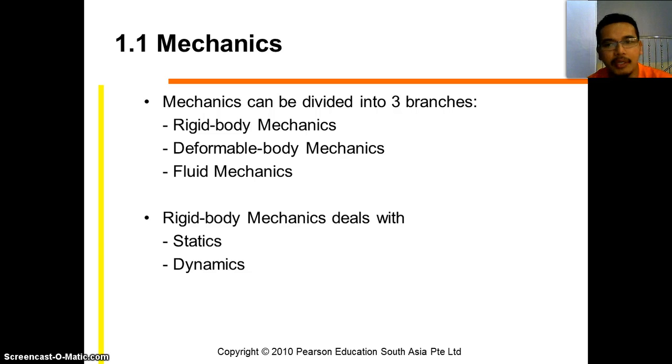Mechanics can be divided into three branches, which are rigid body mechanics, deformable body mechanics, and fluid mechanics. We don't focus on fluid mechanics in statics and dynamics; fluid mechanics is a separate course. In a rigid body, the body is held tight together, while in a deformable body, the body can be deformed. In statics and dynamics, we are focused on rigid body mechanics. Deformable body mechanics you will learn in the subject material science, and fluid mechanics in a separate subject. Now we are focused on rigid bodies.